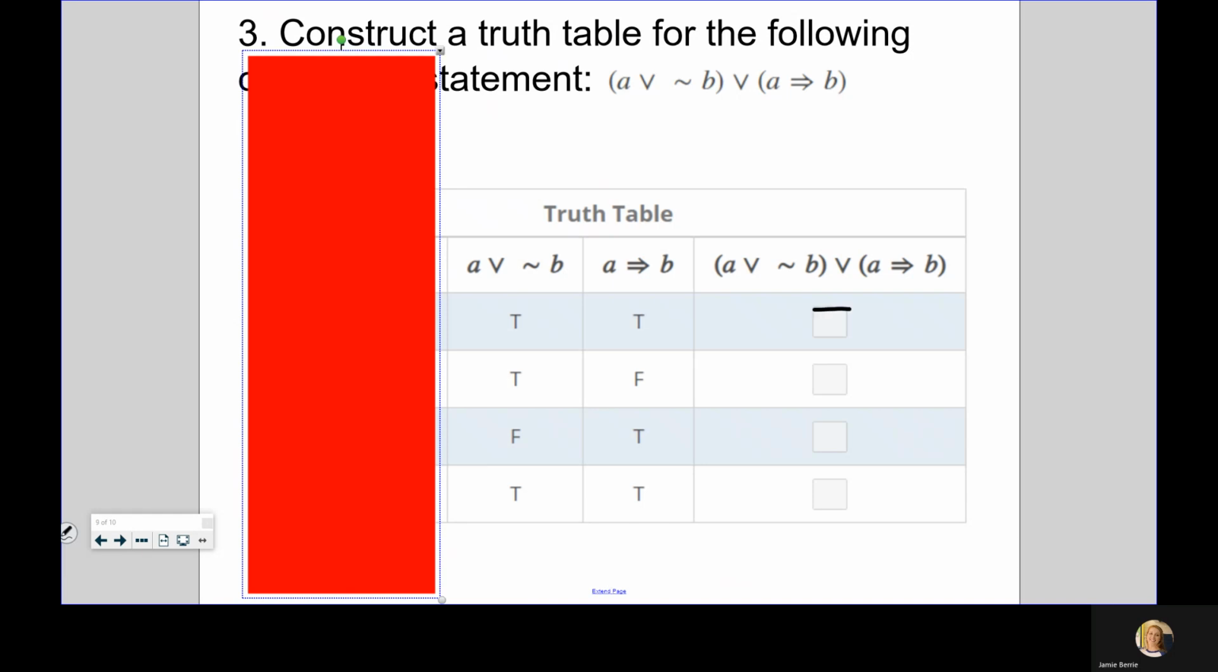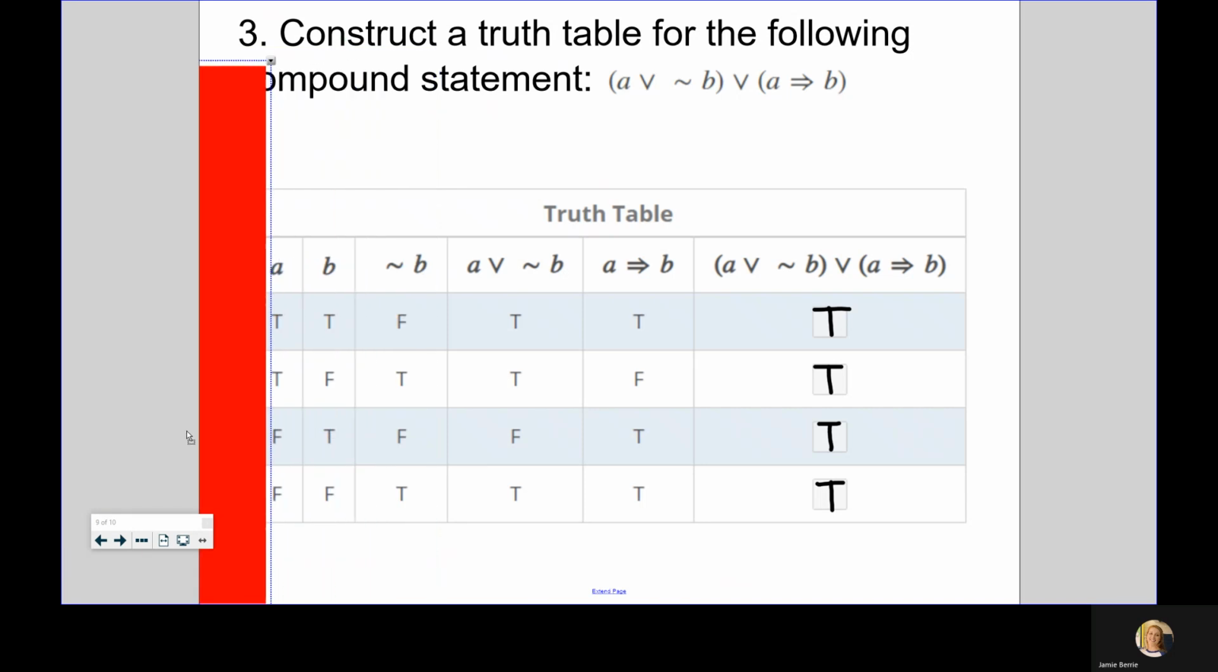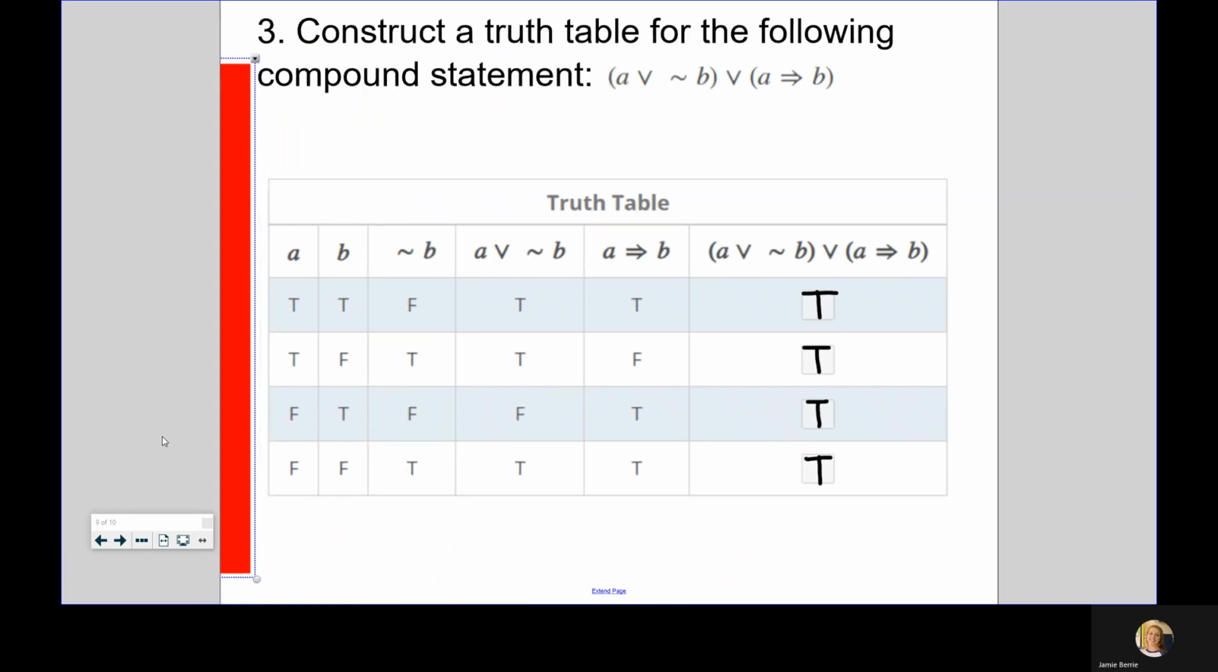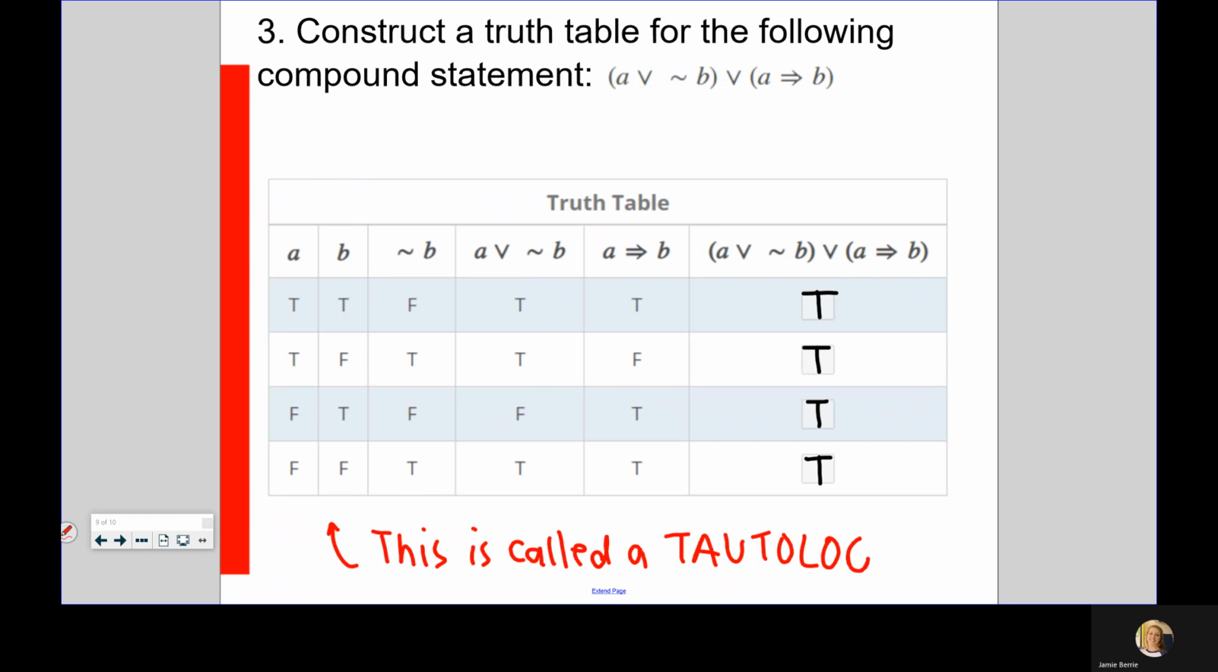All true. That means that regardless of what the truth values are for A and B, this compound statement will always be true. It's a very special scenario. It does not happen very often.